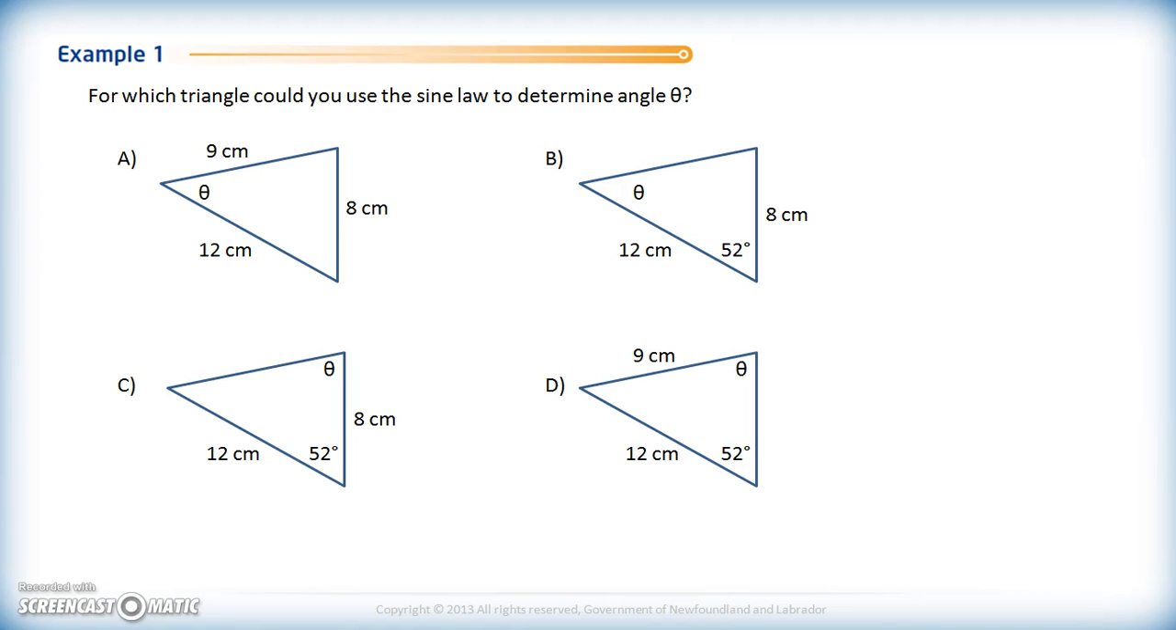Okay, so the first example, we don't really have any triangles to sketch here. We just have to decide whether or not the sine law would do what we need to help us figure out what's missing. So it says here, which triangle would we be able to use the sine law for if we wanted to find the missing angle theta?